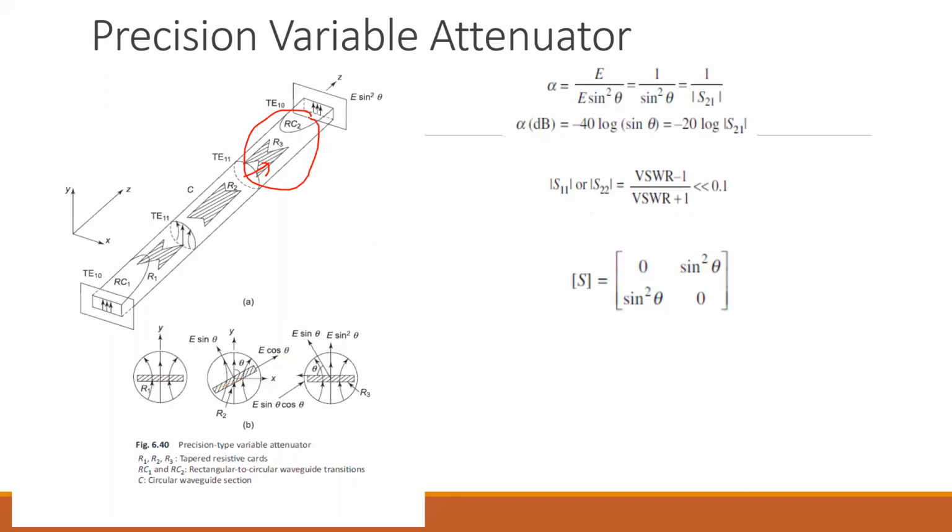When it reaches this point, this introduces another sine theta over here, and because of this we see that attenuation is given by this factor, wherein E is the total field given as input, and E sine square theta is the output of this. Therefore, attenuation will be given by E divided by E into sine square theta, and when we represent this in terms of the S parameters, it will be 1 divided by the magnitude of S21.